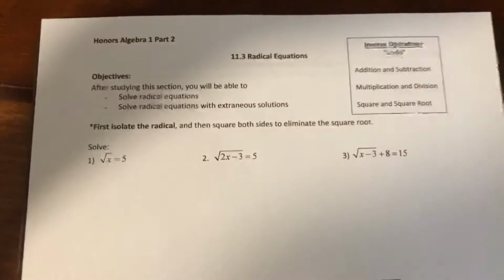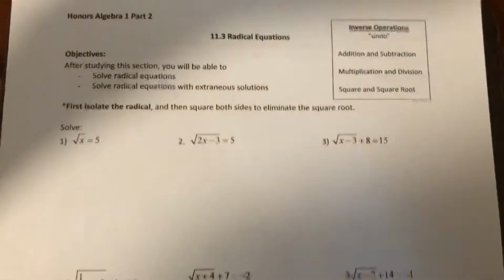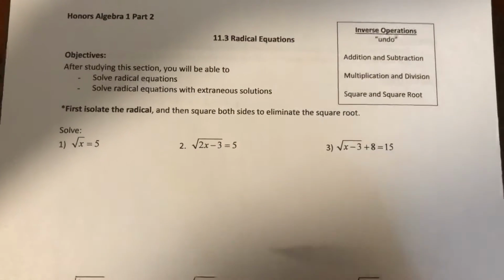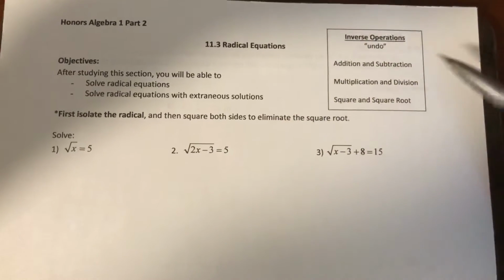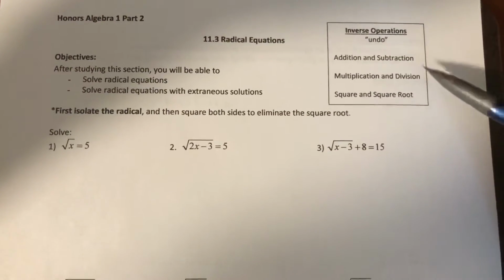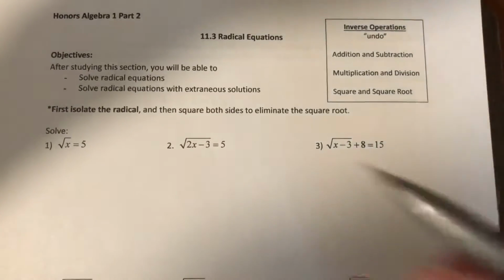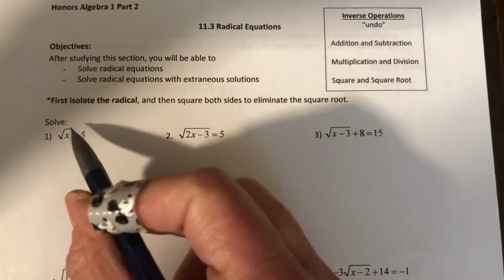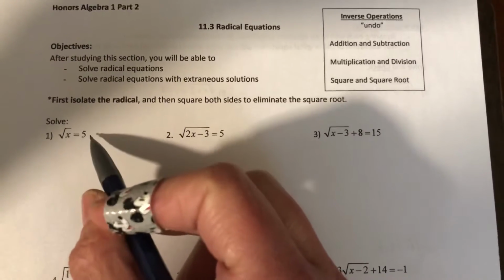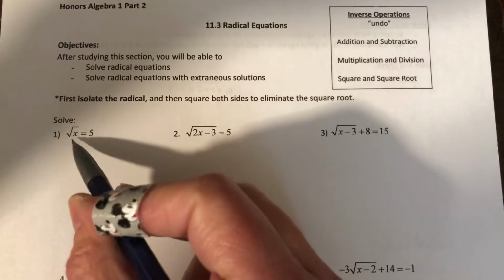So we're going to officially go over how to complete radical equations, section 11.3. The first thing I want to show you is that your inverse operations are addition, subtraction, multiplication, and division. Squaring a number and taking the square root are also inverse operations. For something like number 1, we have a radical equal to a value of 5, so you have to make sure the radical is isolated, which it is here.